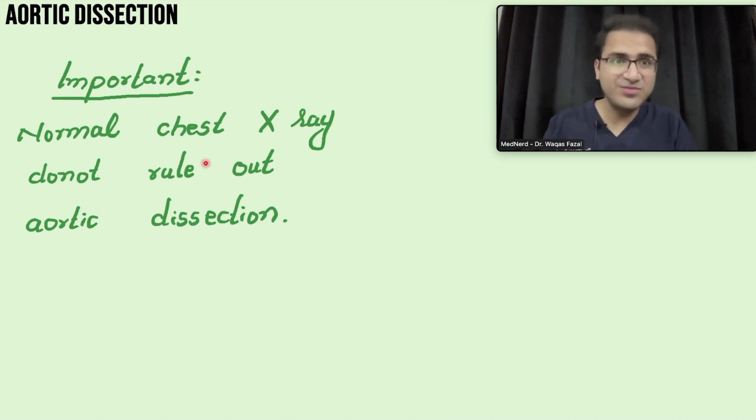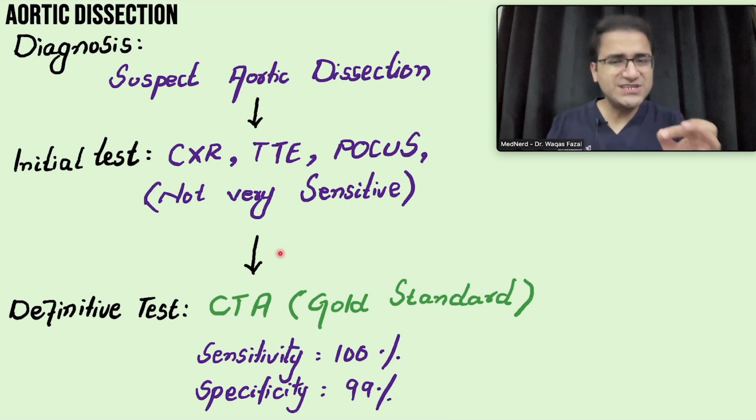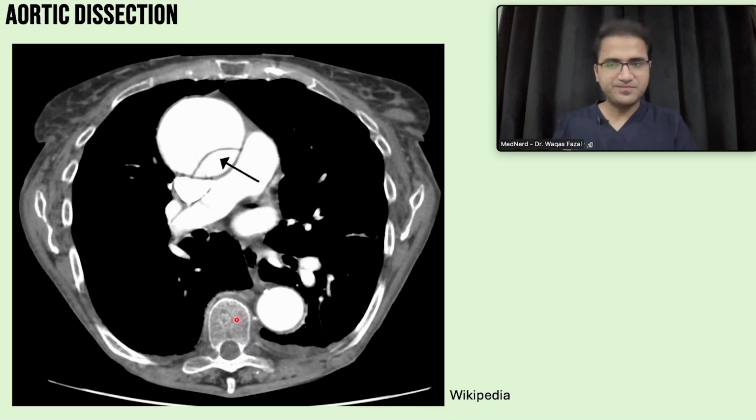Now, what is the confirmatory test for aortic dissection? The gold standard test, with 100% sensitivity and 99% specificity, is CT angiography. CTA is the main test for the diagnosis of aortic dissection. CT angiography takes time, therefore it is generally performed in patients when they are stable.